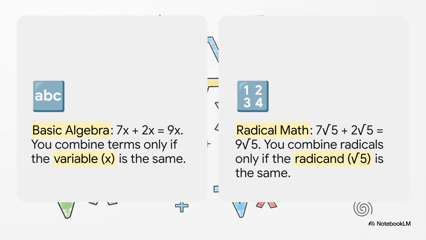On the left, you've got 7x plus 2x. You can combine them because they have the same variable, x. Well, on the right, it's the exact same idea. You can combine these because they share the same radicand, the square root of 5. That radical, that square root of 5, it's basically just acting like the x.